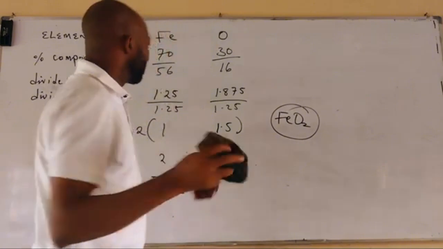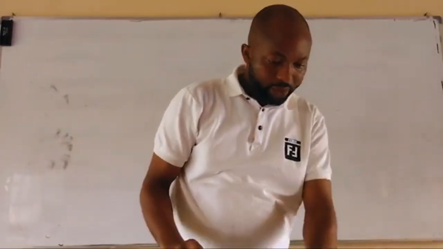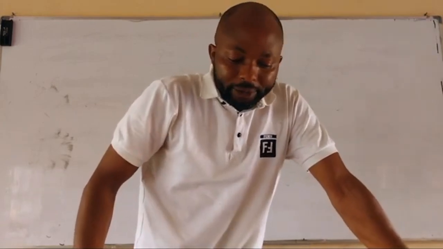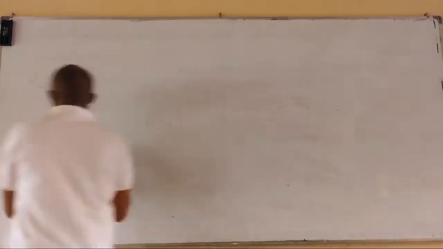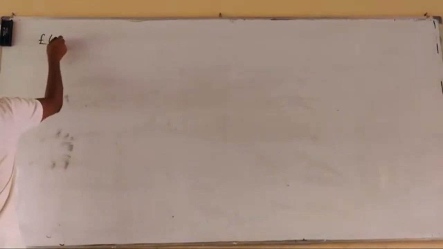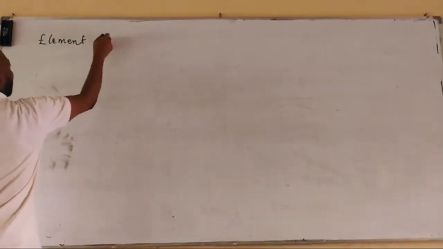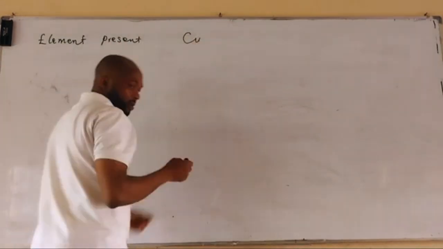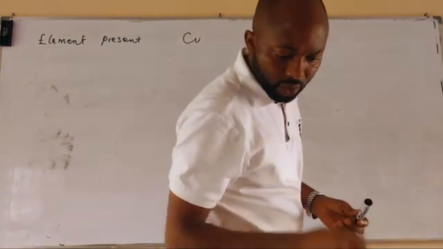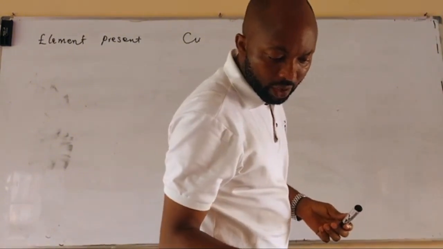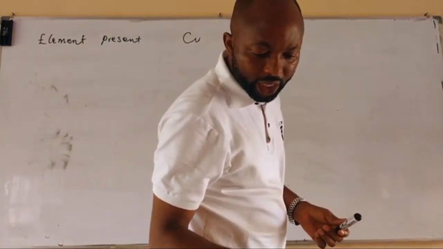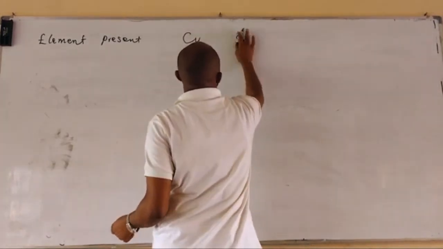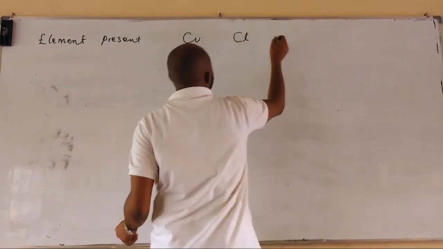Let's take another question, please. Okay, it's a compound containing 37.1 copper. So let's start with the element given first. Element present: we have copper. It contains 37.1 copper, chlorine, and the rest is water of crystallization. Chlorine. And the rest is water.